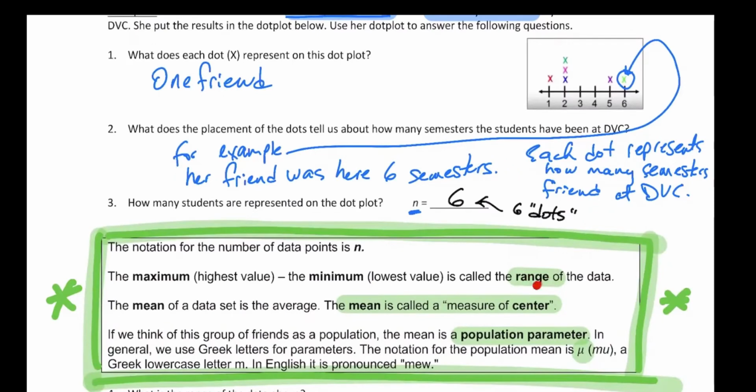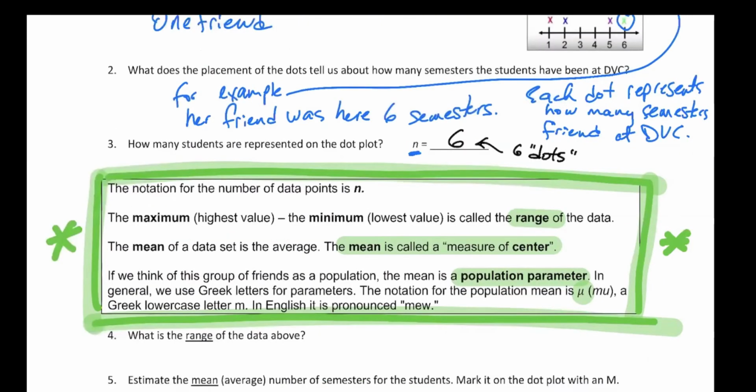A lot of times they're going to be talking about the range of the data set. And you can see her friends have a range of between 1 and 6 semesters at DVC. In English, we might say her friends range of being here from 1 semester to 6 semesters, so 1 year to 3 years. But in statistics, range is a very specific calculation. When we say range, we don't want to know 1 to 6. We want to know the difference between those. So we do max minus min to get the range in statistics.